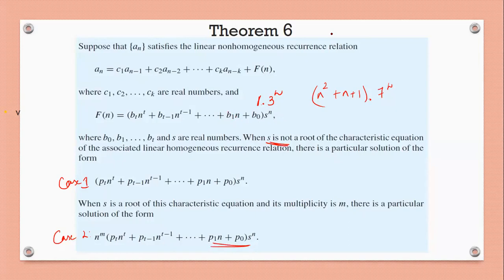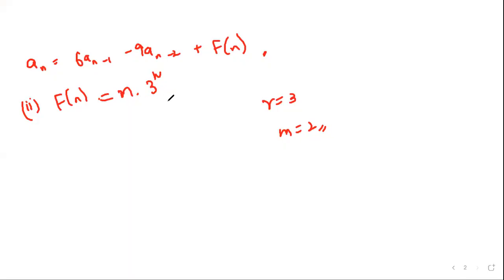So if we are writing the solution for this problem, we will have two constants, p naught and p1, and also n power m. So if I want to write the solution, n power m into (p1 n plus p naught) into 3 power n. Why am I taking two terms or two constants? Because we have n over here. So we have to take two constants.